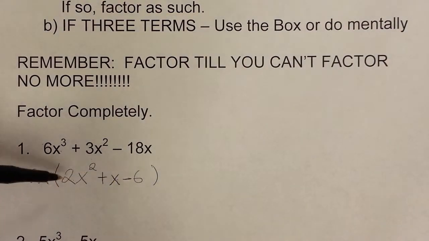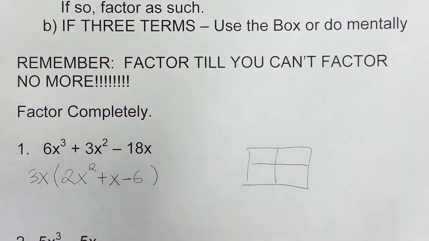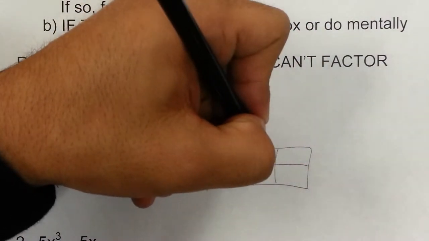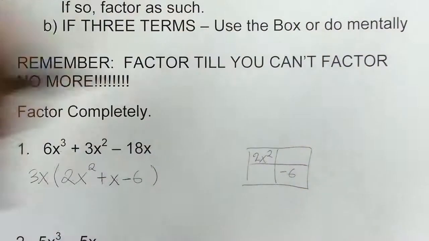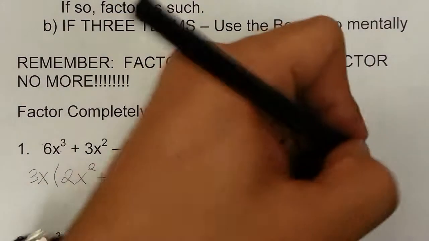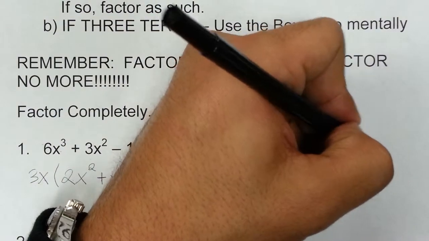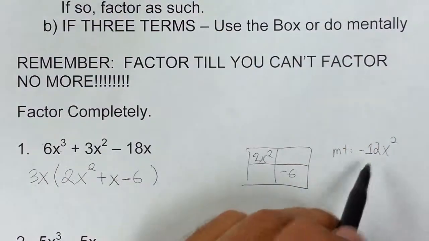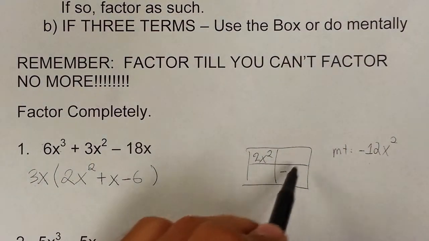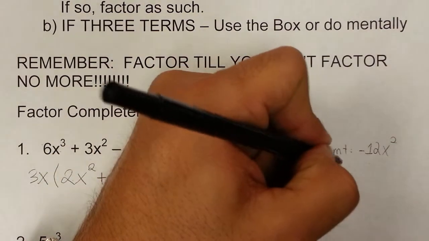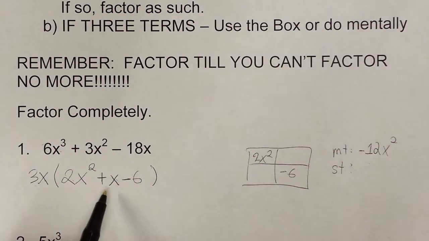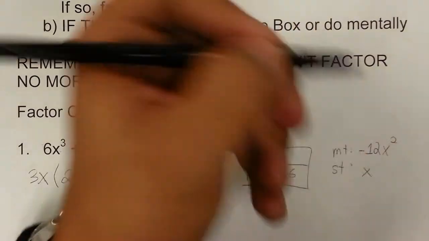The coefficient isn't 1, so let's go ahead and write out a box. Fill in what we have. We've got the 2x squared and the negative 6. If I were to multiply 2x squared and negative 6, I would get a negative 12x squared. So our two resulting boxes are going to have different signs. And they're going to sum up to our middle term, in this case a positive x.